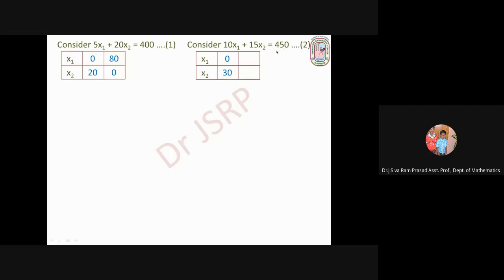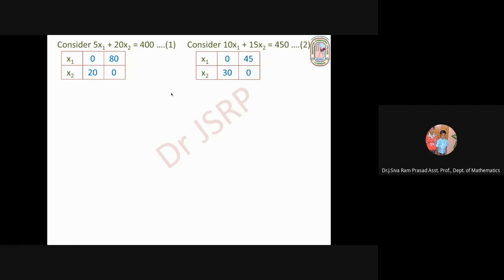Next, to find the x-intercept, take x2 = 0. Substitute x2 = 0 here: 10 x1 = 450, so x1 = 450/10. That is 45. So this is another point, (45, 0). Okay, so we have to draw these 2 lines. We have to draw a rough graph.